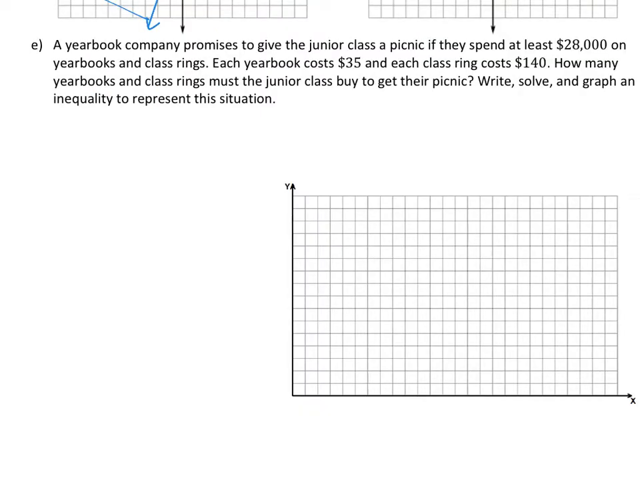Letter E. A yearbook company promises to give the junior class a picnic if they spend at least $28,000 on yearbooks and class rings. Each yearbook costs $35 and each class ring costs $140. How many yearbooks and class rings must the junior class buy to get their picnic? Write, solve, and graph an inequality to represent this situation. Well, we don't have any variables, and I know we are dealing with two variable inequalities, so let's go ahead and name one x and one y.